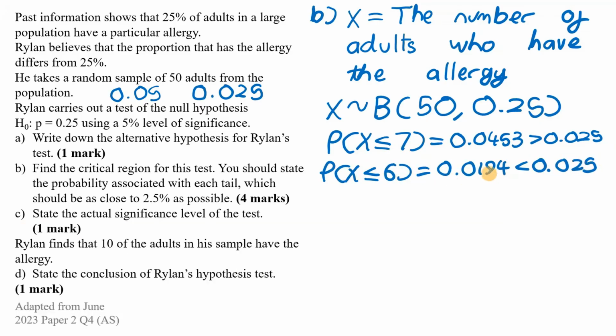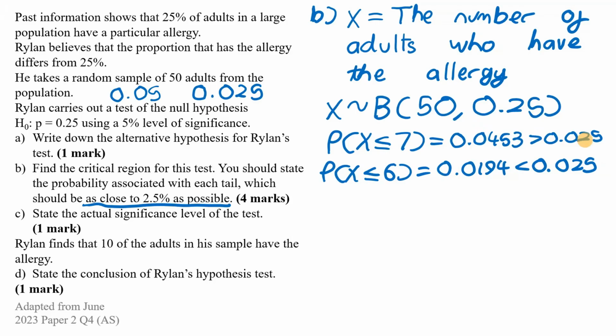So normally this is the probability that we would use, and this is the critical region that we would use. However, there is one thing really important with this question. They ask about it sometimes in exam questions. It says you should state the probability associated with each tail, which should be as close to 2.5% as possible. Again, they ask this sometimes in exam questions. This means the probability should be as close to 2.5%, or as a decimal, 0.025. It should be as close to 0.025 as possible, even if it goes over. It doesn't matter if it's bigger than 0.025, we just need to find the probability that is as close to it as possible.